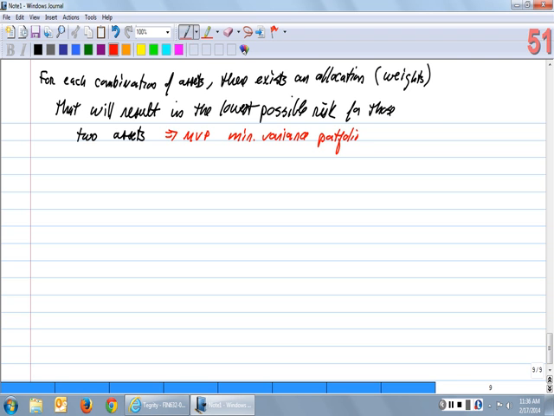So let's write down again the formula for variance. The variance of a two-asset portfolio, we said, is equal to the weight in asset D squared times its variance, plus the weight in asset E squared times its variance, plus 2 times the weight in D, weight in E, sigma D, sigma E, correlation between D and E.